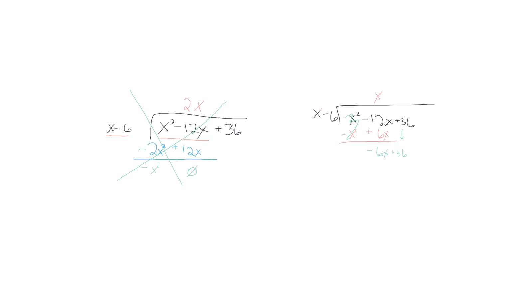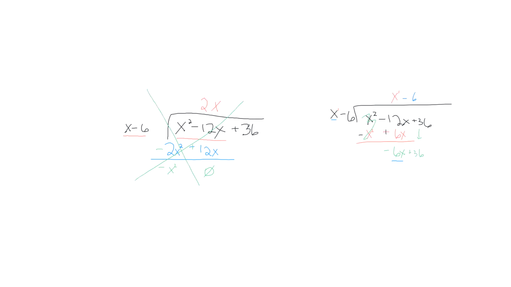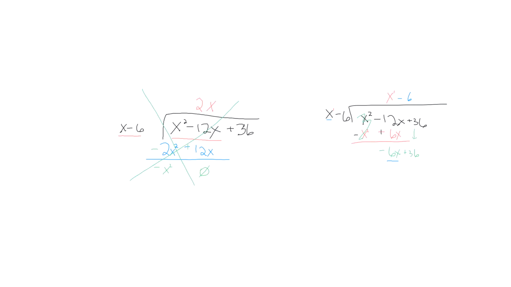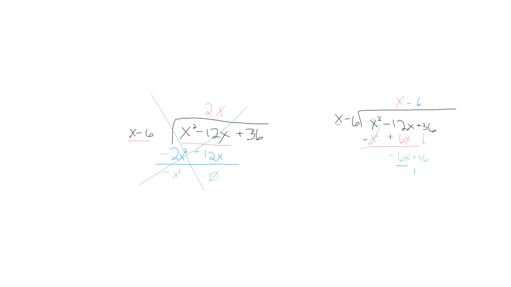And I'm focusing on this first term because that's what I want to get rid of. So x times minus 6 would give me this minus 6x. So I'm going to now keep the minus 6 here. Negative 6 times negative 6 is positive 36. Negative 6 times x is minus 6x.